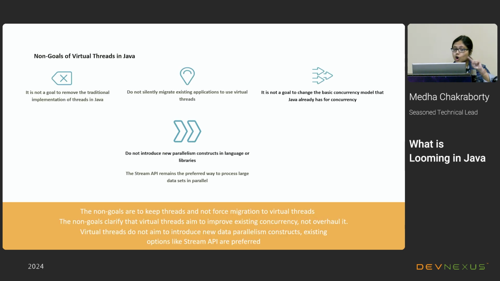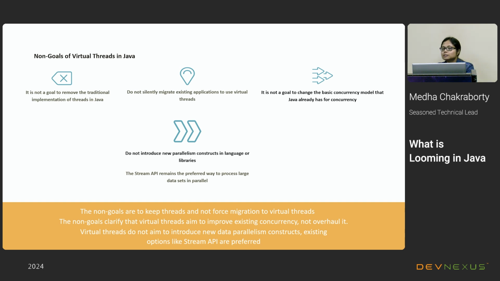Now, what is not the goal of virtual threads? It is not a goal to remove the existing thread implementation. So we are not removing the platform thread implementation, but on top of that, we are building virtual threads whenever necessary. Secondly, the migration from platform threads to virtual threads won't be silent. You have to have the knowledge of where you should be using a platform thread versus where you should be using a virtual thread.